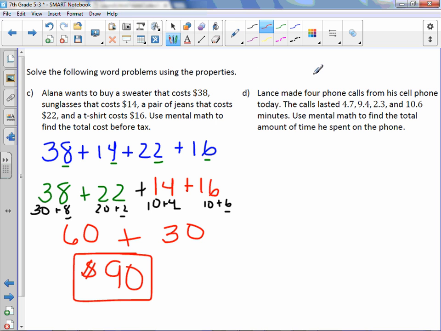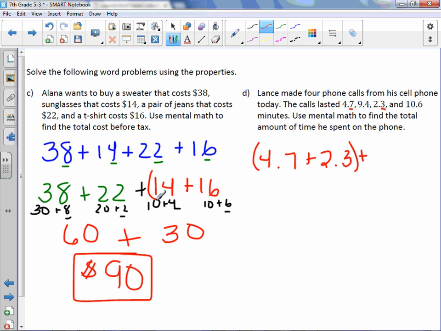Letter D. Lance made 4 phone calls from his cell phone today. The calls lasted 4.7, 9.4, 2.3, and 10.6 minutes. Use mental math to find the total amount of time he spent on the phone. Again, look at those last digits. 7 and 3 pair to be 10. So I'm going to group 4.7 plus 2.3 together.